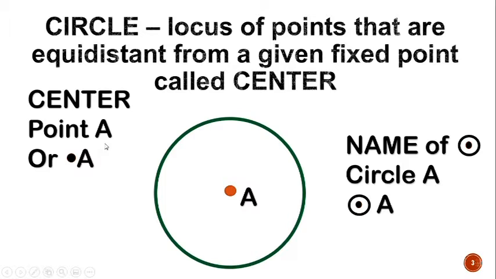Now, take notice that we make use of the same letter. Parehas na letter pero magkaiba yung ibig nating sabihin. Dito, ang ibig nating sabihin yung center. Dito, ang ibig nating sabihin yung buong circle. It's the name of the circle.